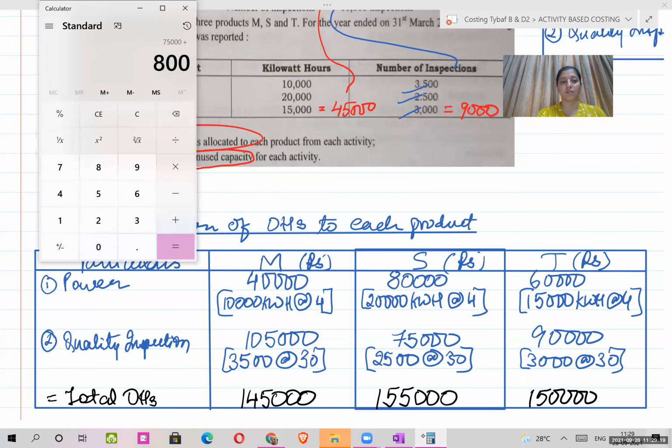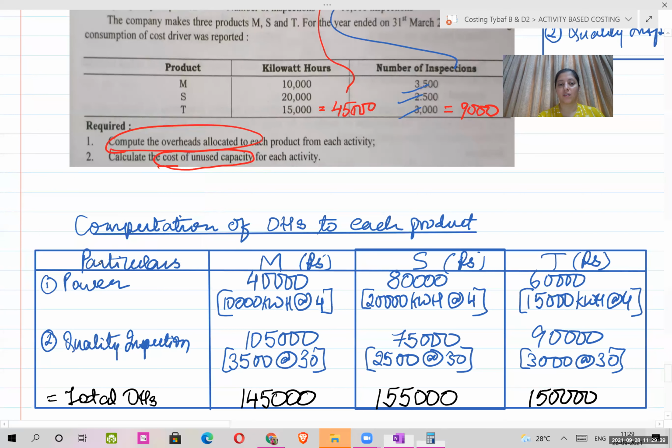75,000 plus 80,000, that is how much? 1,55,000 for the second product S, and 40,000 plus 1,05,000 makes it 1,45,000. Okay, so I'm clear with the computation of overheads of each product, the first part of the question, where indirectly you're also calculating the CDR, that is the cost driver rate. Is this part clear to everyone?